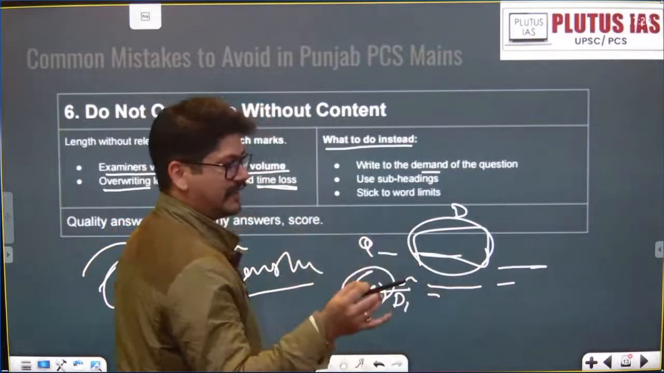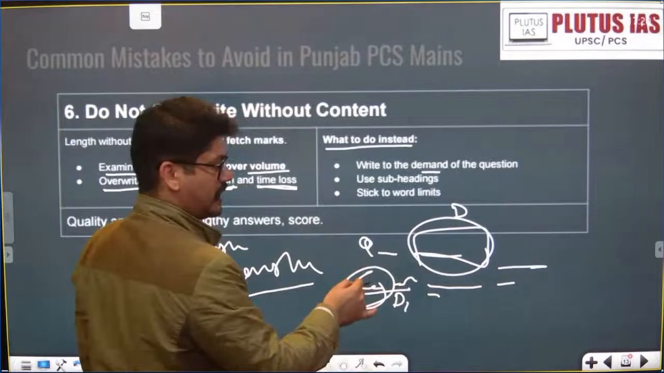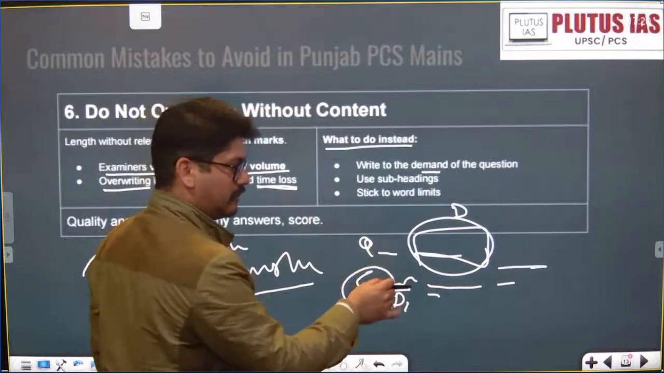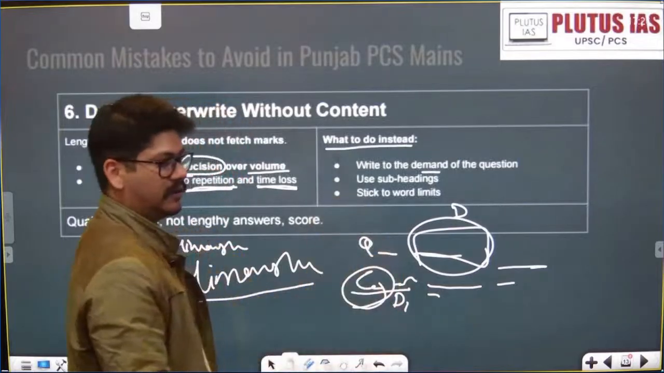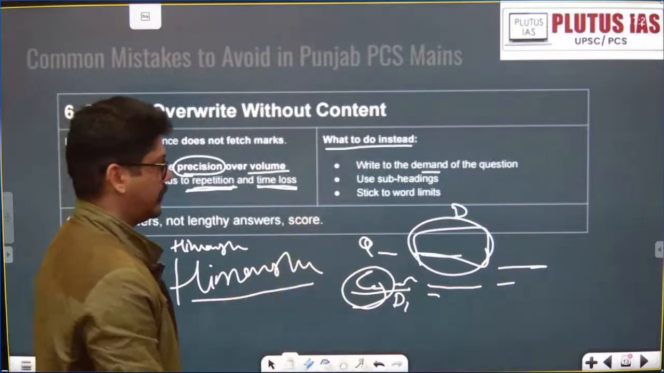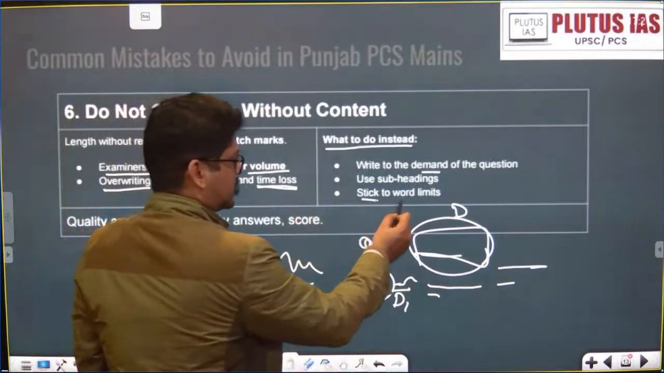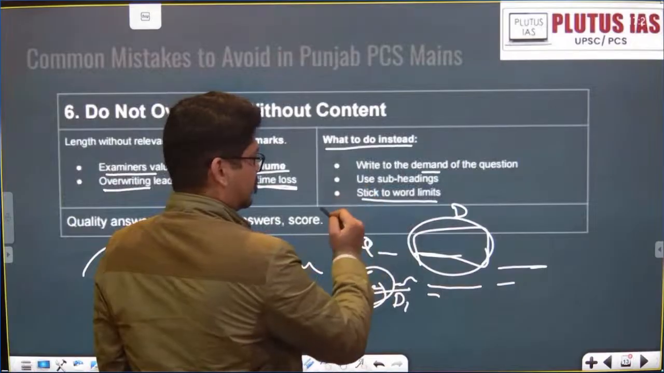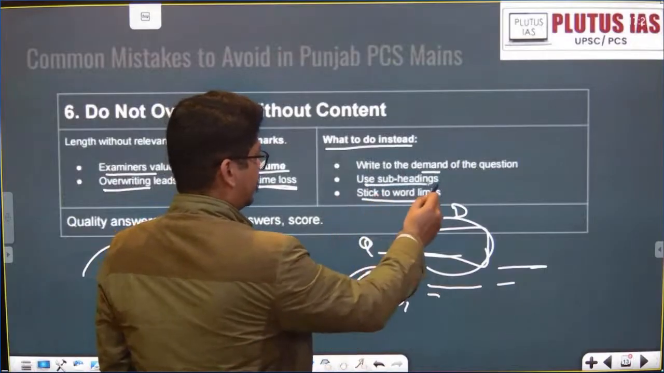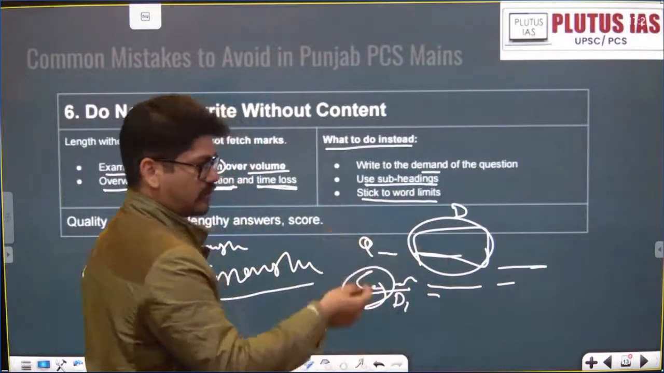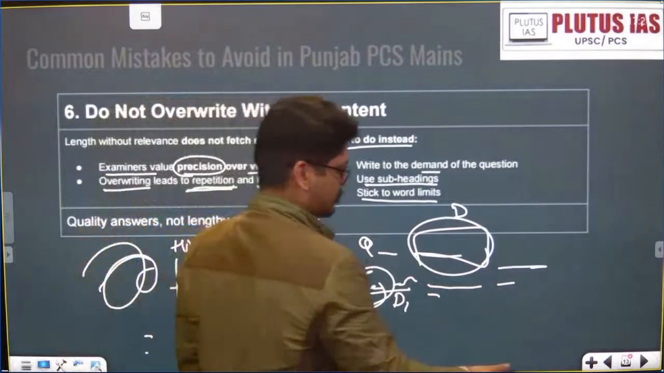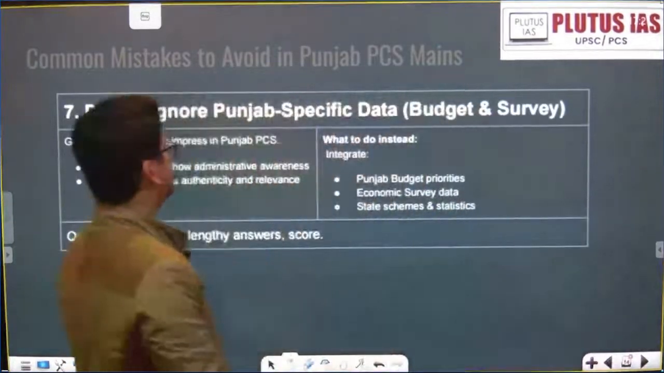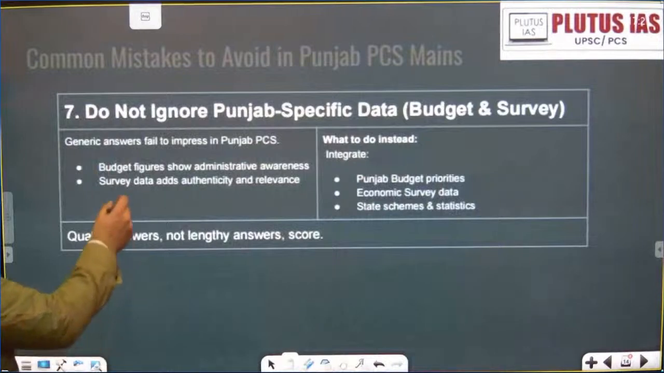It will hardly take 30 seconds to identify the question, the demand, the theme of the question, and then you'll be sorted on what you want to write or not. Of course, stick to the word limit. Time will be in your favor, and use subheadings. We will teach you how to write answers and all. It's a bit easier than explaining over here.